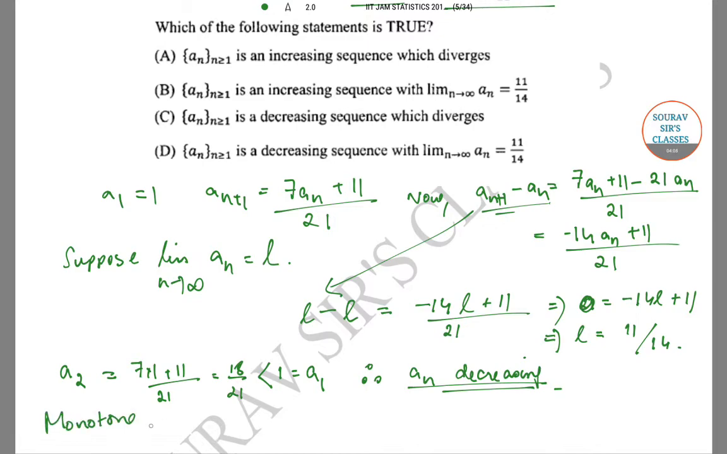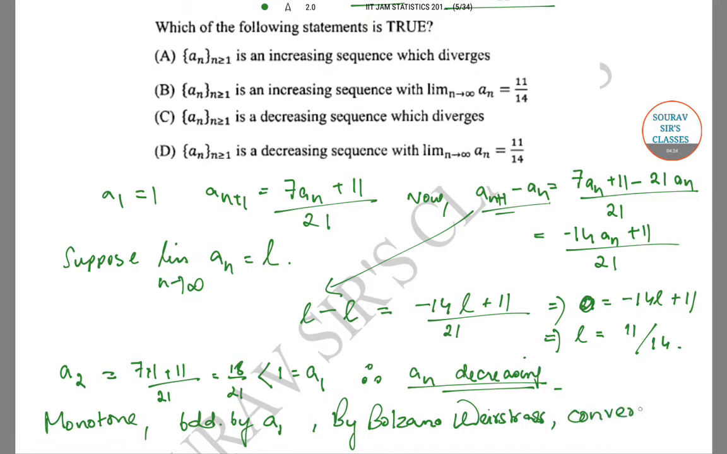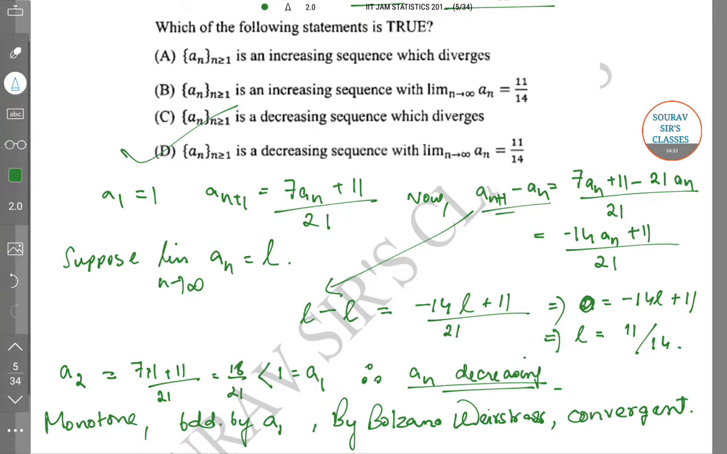monotone, bounded by a_1. It is convergent by the Bolzano-Weierstrass theorem, and the limit is 11/14. So D is our correct answer. Let us move on to the next question.